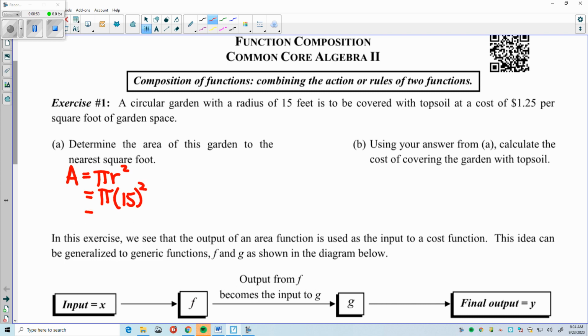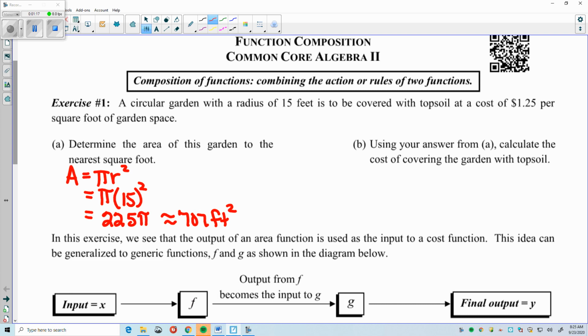And if we simplify this, if I kept this in terms of pi or exact area, I could say that's 225 pi. Doesn't really help too much though when you're doing actual gardening and calculations. So if we were to simplify and round, this is going to give us somewhere around 707 feet squared. So that's the total area that we have for this garden.